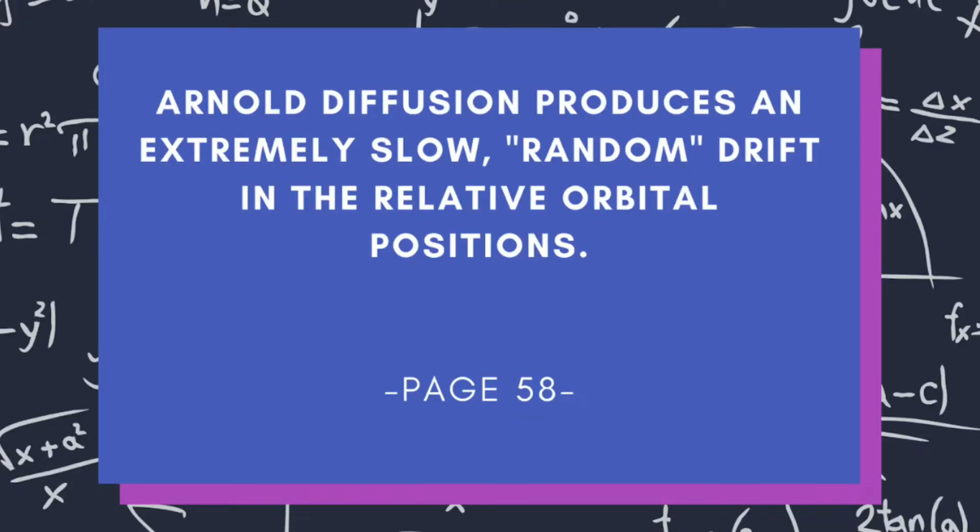Xia demonstrated in 1994 that a system of three bodies is not integrable. He showed that such a system could exhibit a strange phenomenon known as Arnold diffusion, which Vladimir Arnold first discovered. Arnold diffusion produces an extremely slow, random jump in the relative orbital positions. This jump is not truly random. It is an example of what is now known as chaos, which is defined as seemingly random behavior with purely deterministic causes. Both the Lorenz attractor and the double pendulum are examples of chaotic behavior.